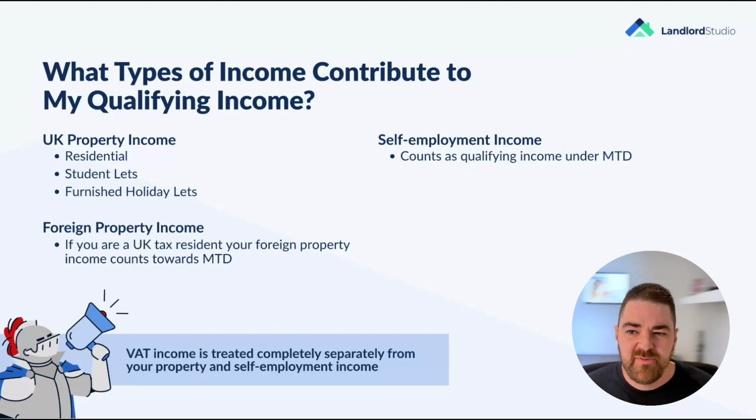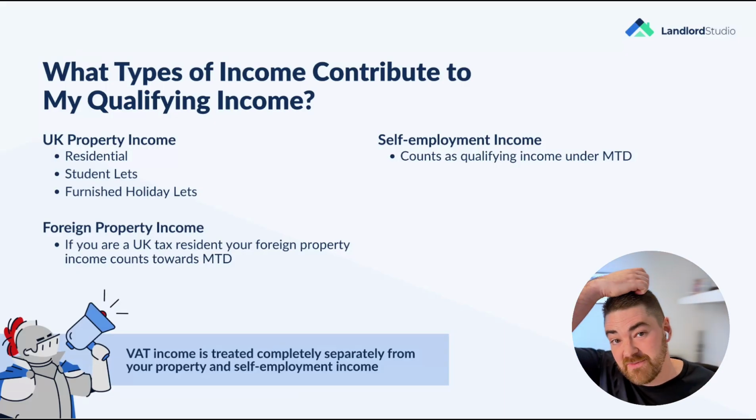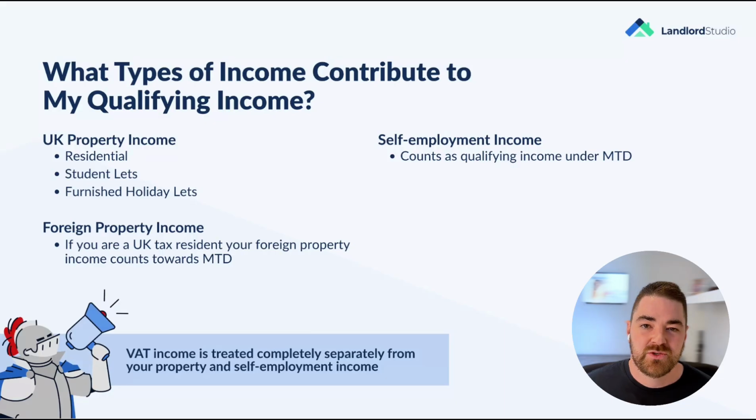Before I jump into Landlord Studio and show you through that, I just want to go through these real quick. First, we have UK property income. This includes residential, student, and furnished flats. You're going to report your income for these combined as one property business. Foreign property income also counts towards MTD as well. So if you do have properties overseas and you're a tax resident here, that's another stream of income that's going to come in too. Self-employment income also counts as qualifying income under MTD.